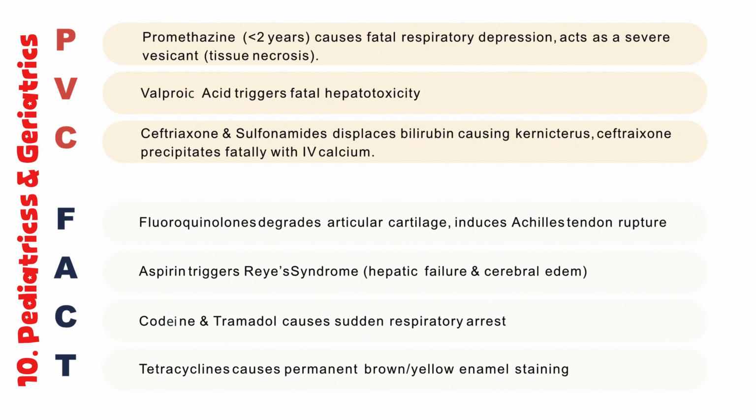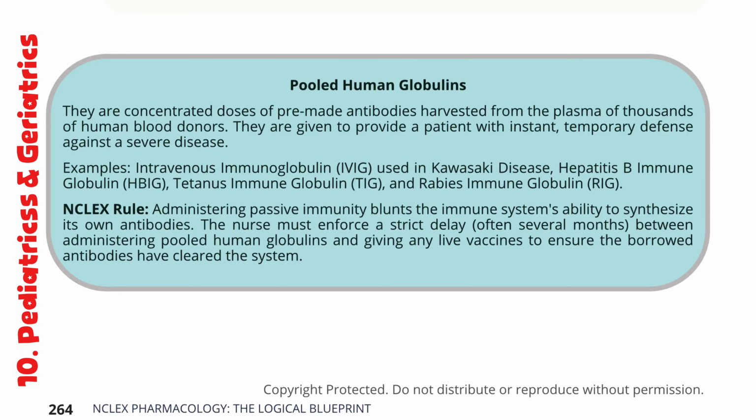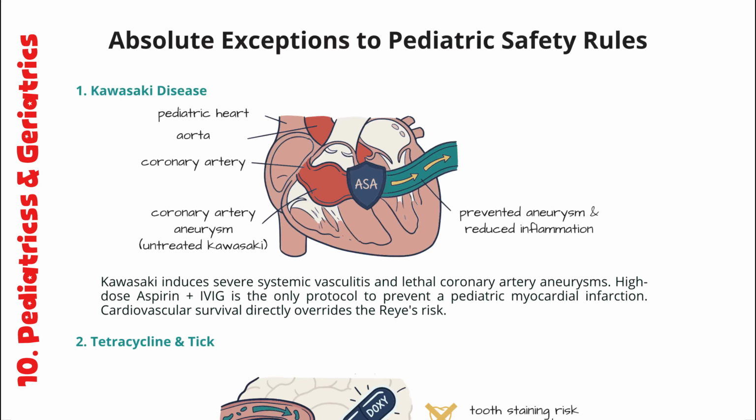One more category worth understanding on its own: pooled human globulins, IVIG, HBIG, TIG, RIG. These are concentrated antibodies harvested from thousands of donors, given to provide instant, temporary passive immunity against a severe disease. The catch is that receiving borrowed antibodies blunts the infant's own ability to synthesize active ones, so there's a mandatory delay, often several months, before any live vaccine can be given afterward, to let the borrowed antibodies clear the system first. Now, 3 absolute exceptions where the normal pediatric safety rules get overridden entirely.